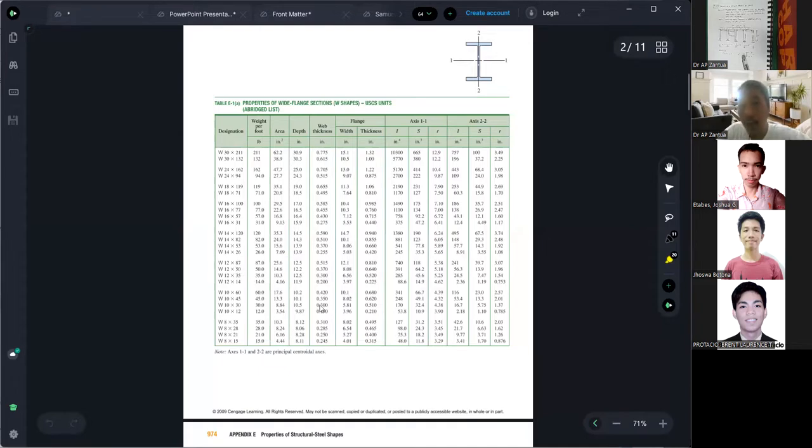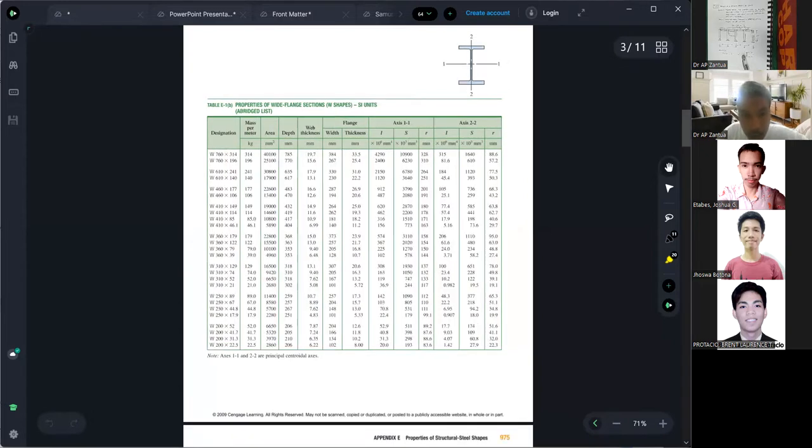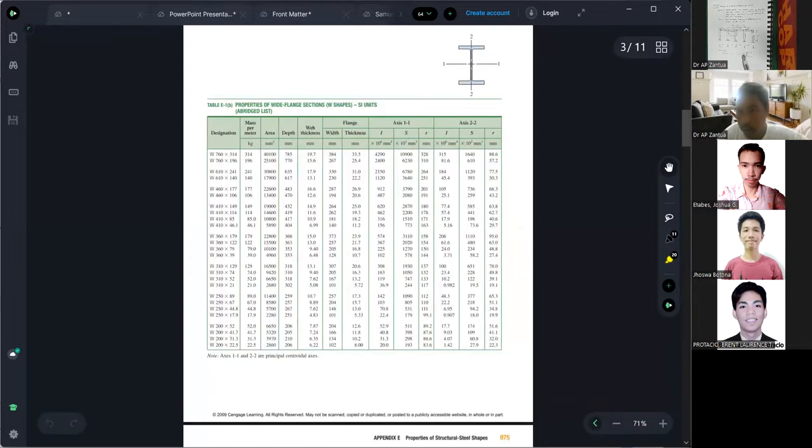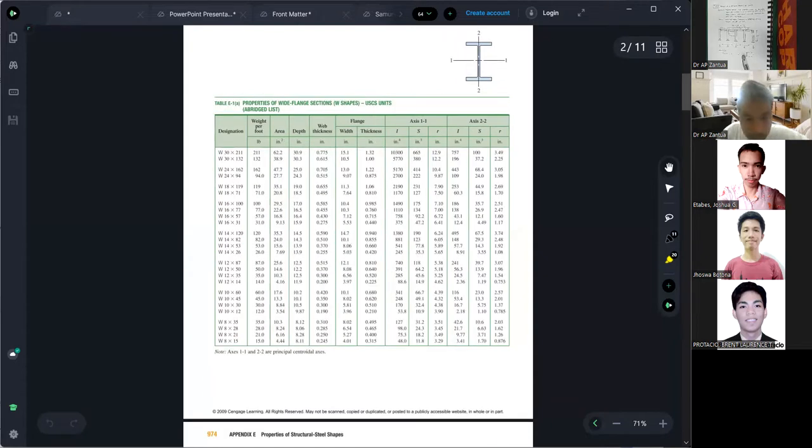But we can use what? Interpolation. We can use interpolation to find out what is 12 by 65. So we can use interpolation, or we can look for another table. Another table, let's find out.